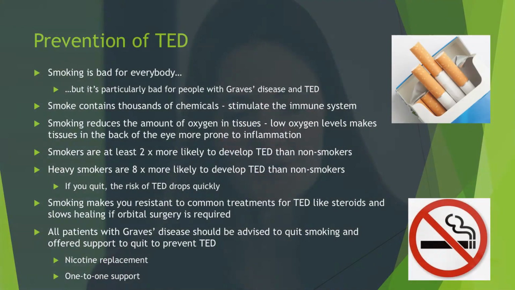Smoking, as we know, is bad for everybody. I'm a smoking, or an anti-smoking, evangelist. It's linked with cancer and heart disease, but it's particularly bad for people with Graves' disease and thyroid eye disease. And this is because smoke contains thousands of chemicals and toxins, and these can stimulate the immune system as well as doing all sorts of other harm. Unfortunately, smoking reduces the amount of oxygen in tissues, which we call hypoxia, and low oxygen levels are associated with inflammation, particularly in the back of the eye.